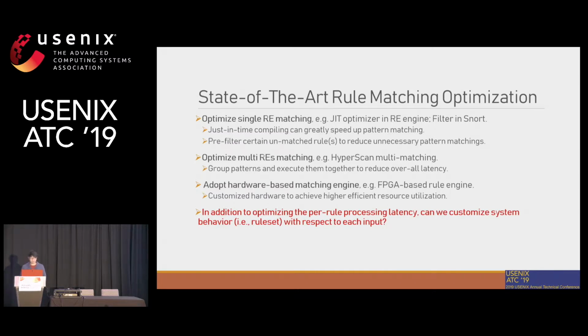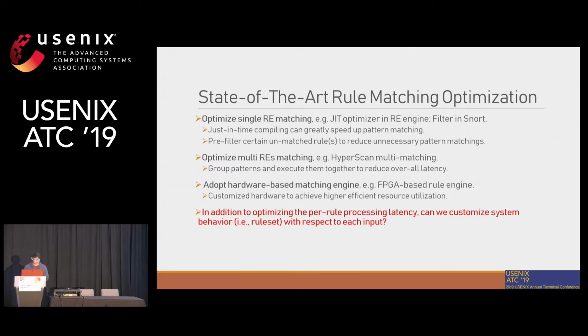The state-of-the-art rule matching optimizations mainly focus on the part in attack detection we've just discussed. First, just-in-time compiling can greatly speed up regex matching, and the filter could pre-filter certain unmatched rules by quick stream matching to reduce unnecessary regex matching. And to optimize multi-regular expression matching, Hyperscan's multi-matching process groups patterns and executes them together to reduce overall latency. And for specialized hardware, research adopts hardware-based matching engines like FPGA-based rule engines to achieve high-efficiency resource utilization.